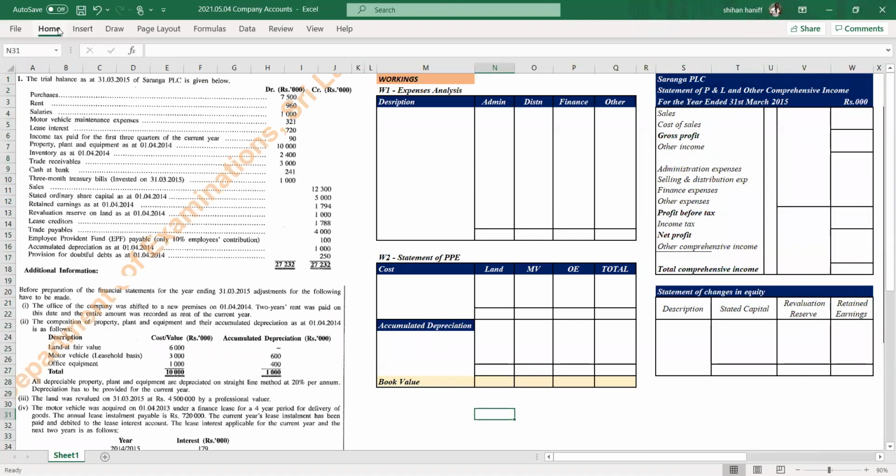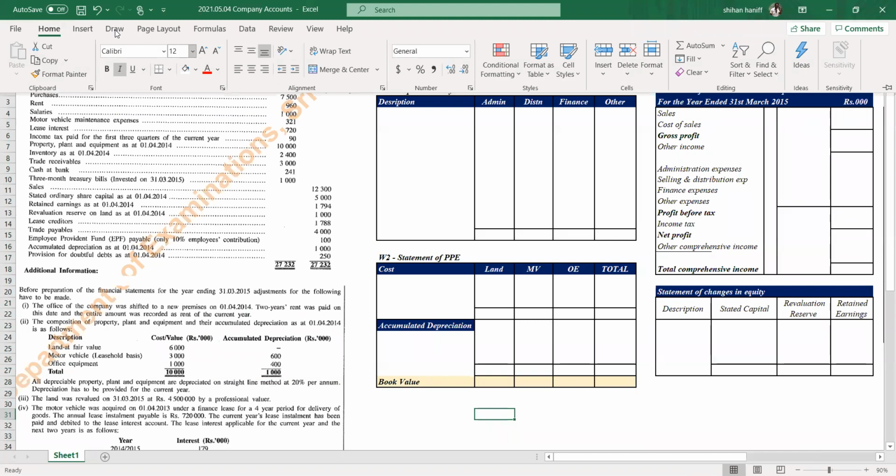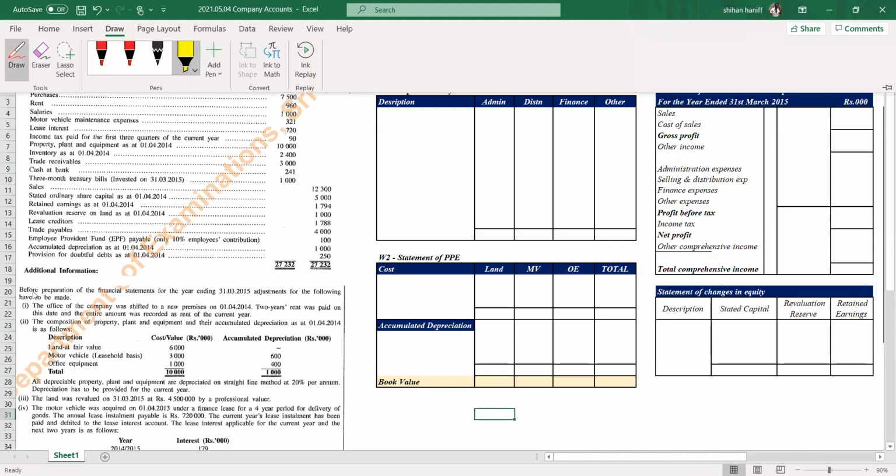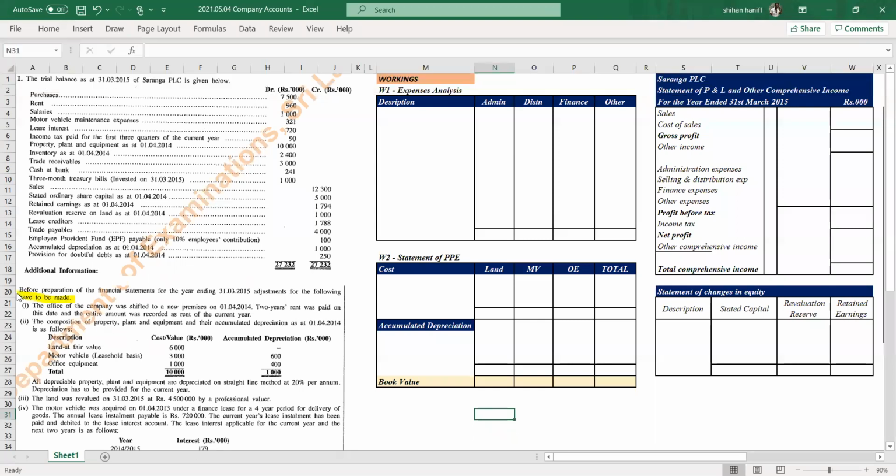Additional information number one, adjustments. Before preparation of the financial statements for the year ending 31st March 2015, adjustments for the following have to be made. We need to make the following adjustments.